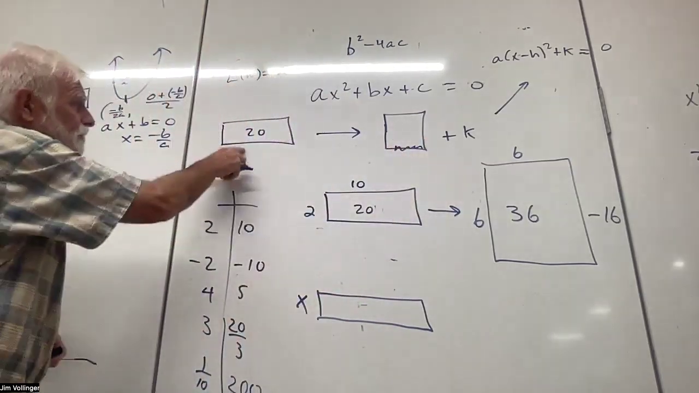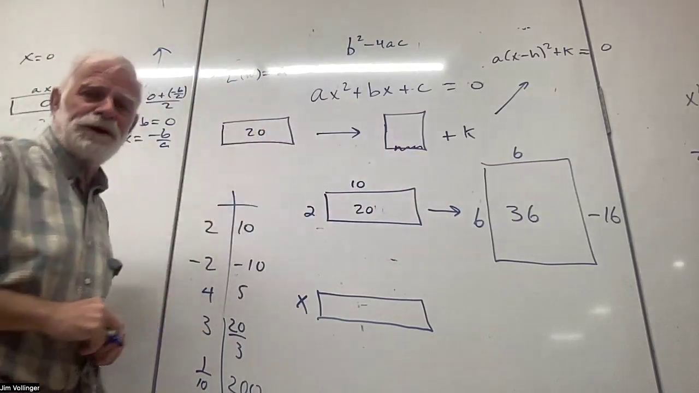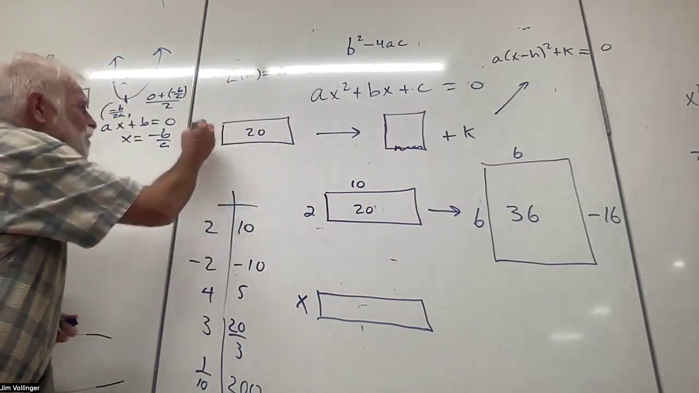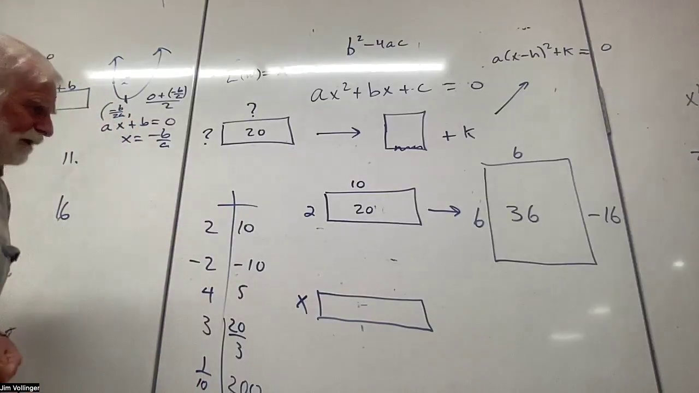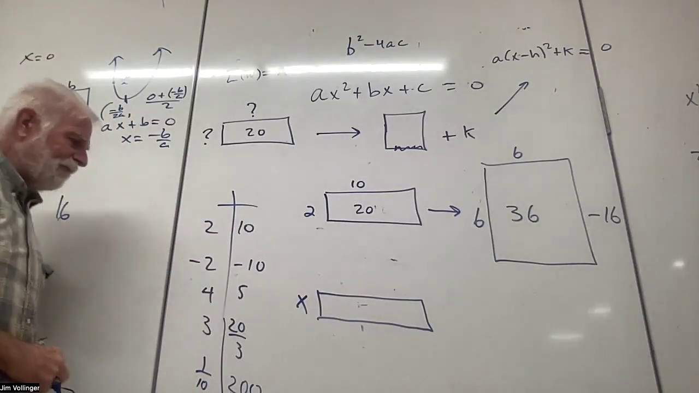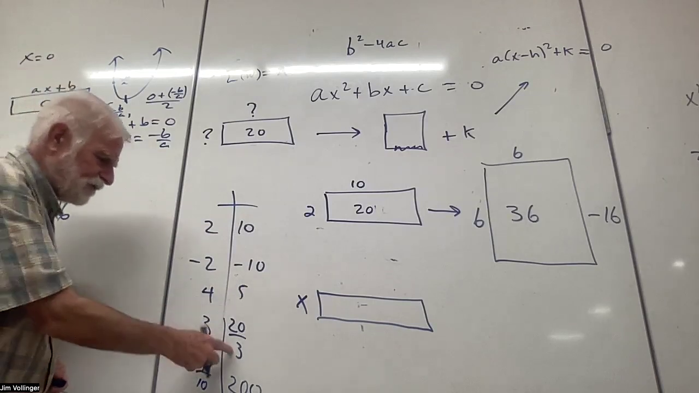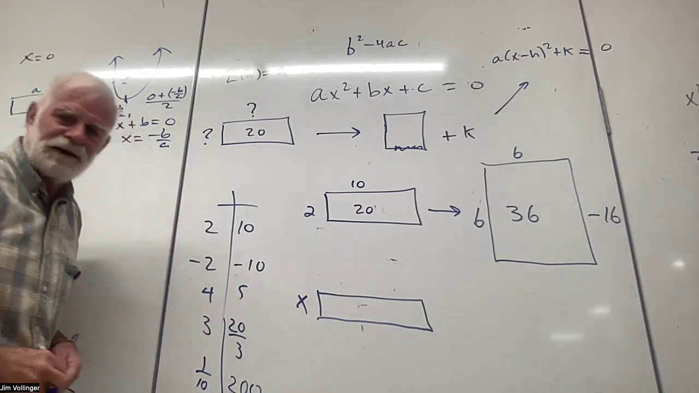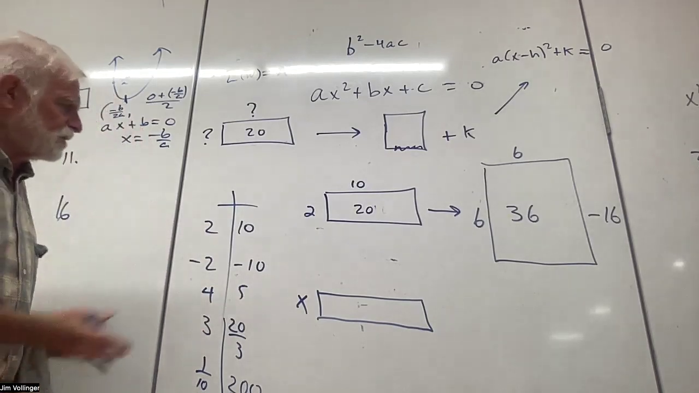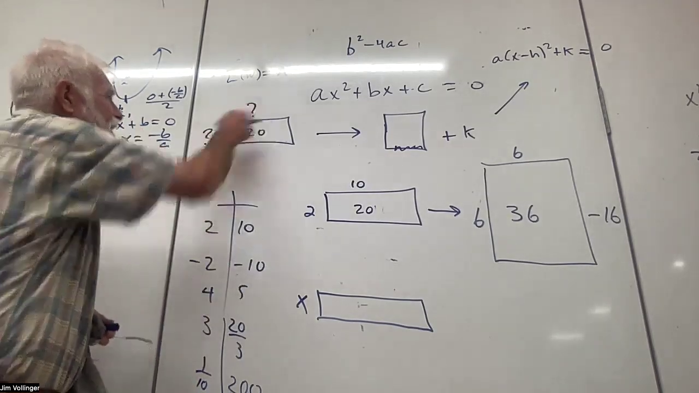So here's a rectangle that's got 20 for area. Well, I can't tell you what the sides are. Every single one of these products gives me 20. 2 times 10, minus 2 times minus 10, 4 times 5, 3 times 20 over 3. I could do this forever. Smiley face times 20 over smiley face. All right, so there's really no knowledge about the dimensions.